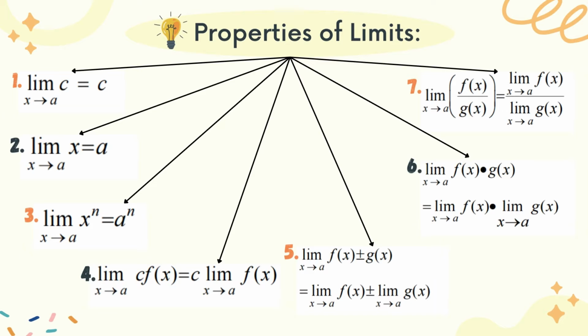Now let's look into the properties of limits. There are 7 properties here. For the first, second, third, and fourth, they are kind of straightforward and easy to remember. But for the fifth, sixth, and seventh properties, they are kind of similar to each other, which involve more than one limit, and they also involve the addition, subtraction, multiplication, and division of limits. And you can actually solve them one by one instead of as a whole equation.